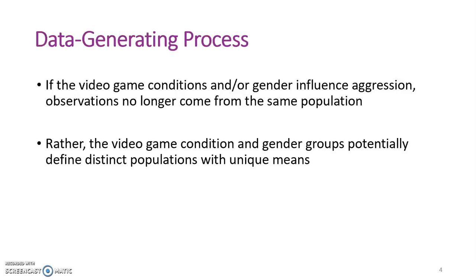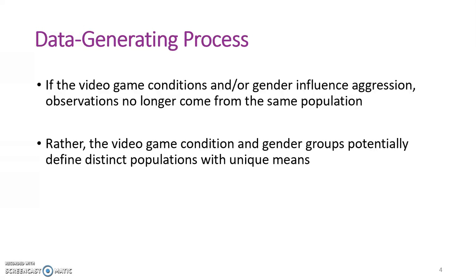So let's talk about the data generating process here. The concept behind ANOVA is that, again, we're talking about mean differences as we were with one-factor ANOVA. But now we've got two factors to consider. So we are going to say that if either the video game conditions or gender, or both, influence aggression, then the observations no longer come from the same population. Rather, the video game condition and the gender groups will define distinct populations with unique means.